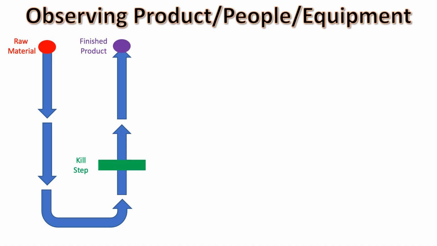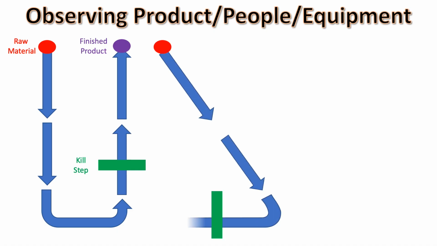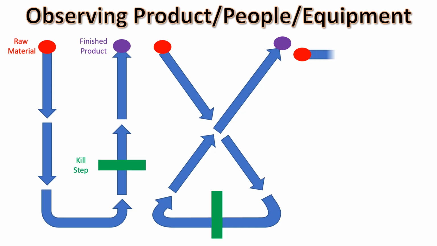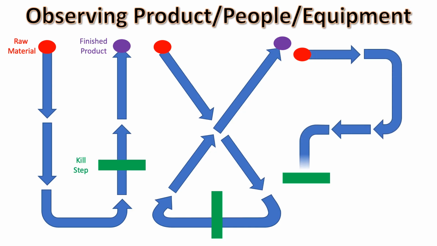In these examples, the red oval represents the raw material, the green bar the kill step, and the purple oval the finished product prior to packaging. In the first example, the finished product runs parallel to the raw material. In the second case, the finished product crosses over top of the raw material line. The third example is a little more linear, with greater distances between the raw materials and finished product. In each of these examples, there is potential for cross-contamination between the raw and finished product lines.